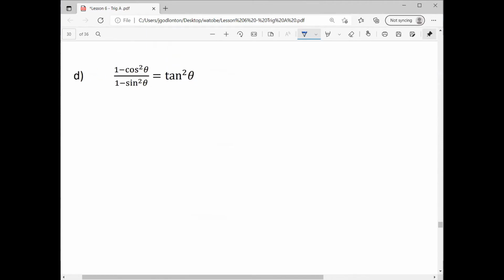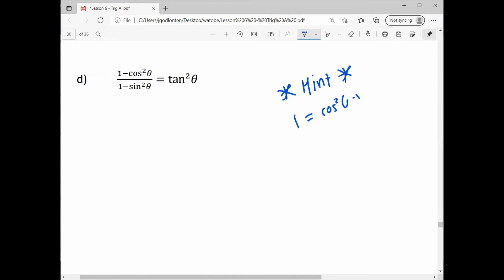Remember, work with your left-hand side. And I want you to think, my hint here, I'm going to give you one hint, is that 1 is equal to cos squared theta plus sine squared theta. That's my hint. And I'd like you to give this one a try. What's nice is that you know when you're right because it's equal to the right-hand side.